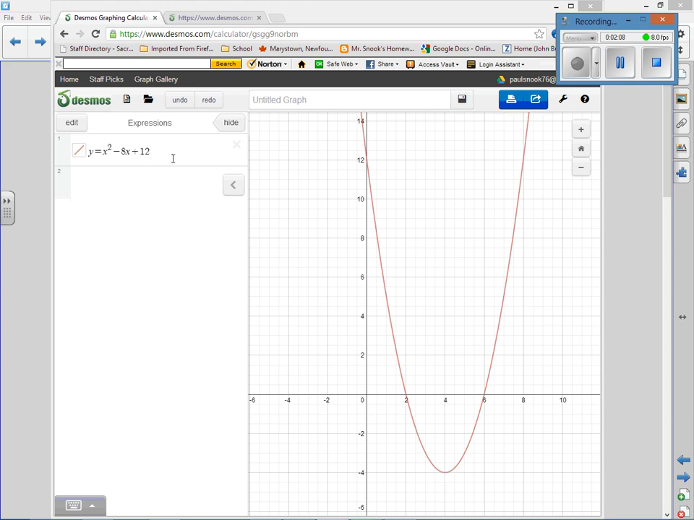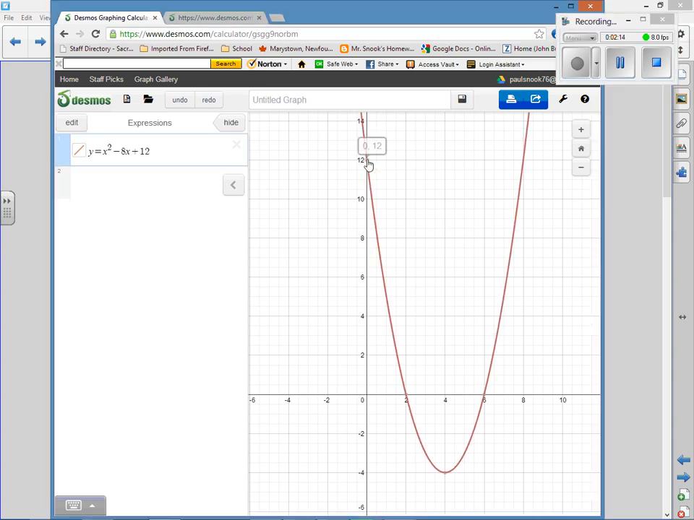Graph's been entered into the website. Now each of the points that we were interested in: y-intercept here is 0, 2. First x-intercept is 2, 0. Second x-intercept is 6, 0. Vertex is 4, negative 4. And we know that the axis of symmetry will run straight down through the middle, so it should be x equals 4.